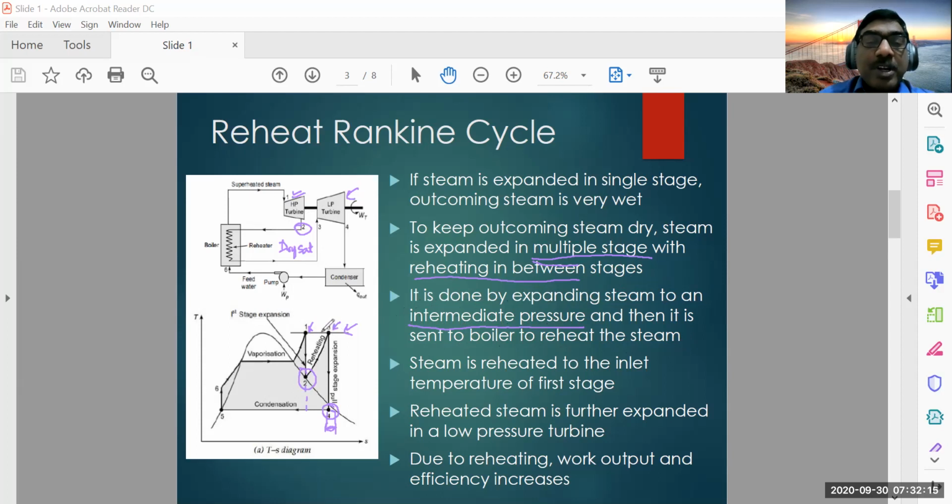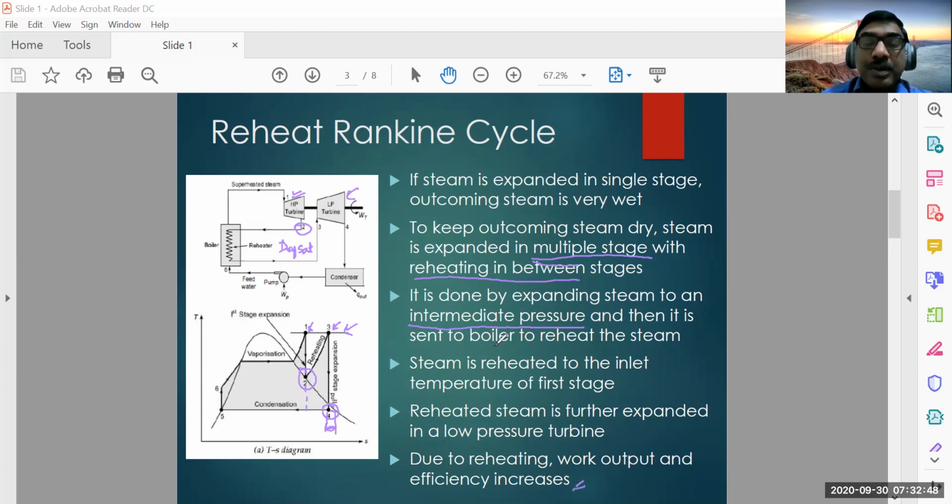Until what point? Till the temperature reaches the inlet temperature of the first stage. So steam is reheated to the inlet temperature of the first stage, and the reheated steam is further expanded in a low pressure turbine. The steam is expanded in the low pressure turbine from 3 to 4. Due to this reheating, the work output and efficiency increase.